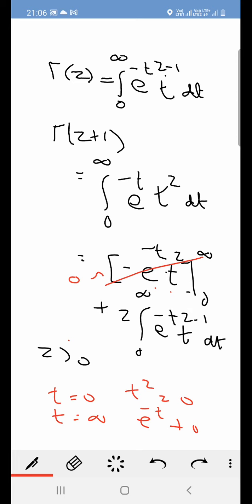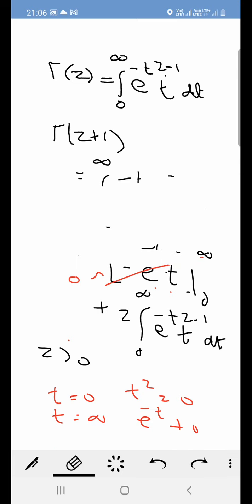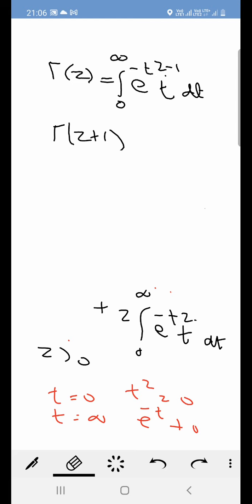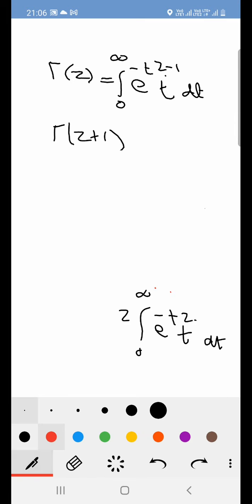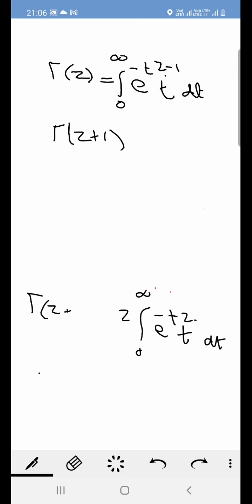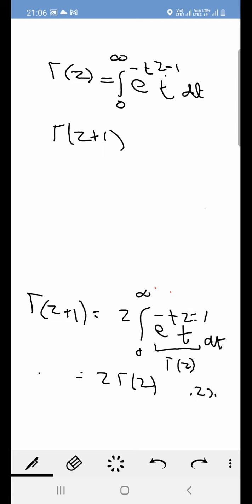So we can simplify this. We can simply write gamma z plus 1 is equal to the following expression. The integral part, with t to the power z minus 1, is nothing but gamma z. So that means this is equal to z gamma z for z greater than 0.